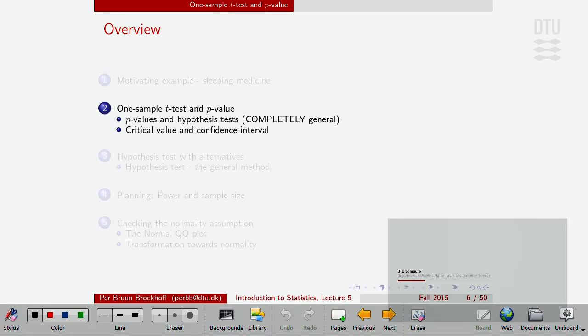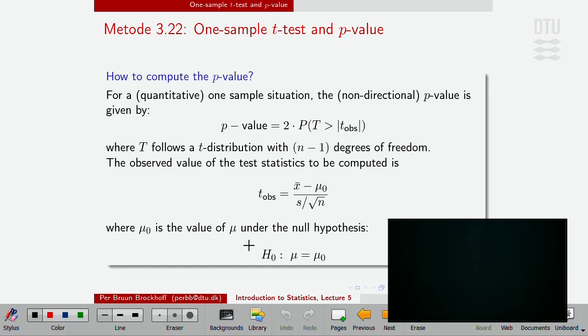How to do it. It's called, and here it is right away in your face. It's called the one-sample t-test, what I've done, actually. It's related to the t-distribution.